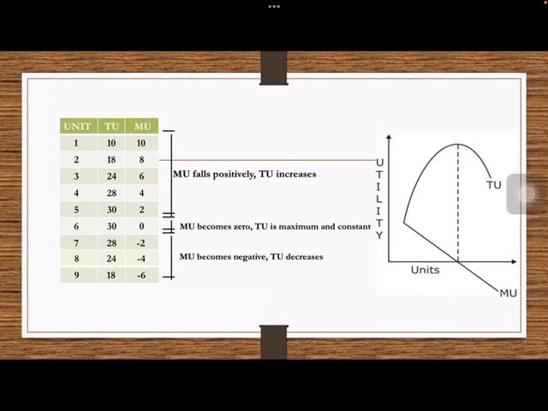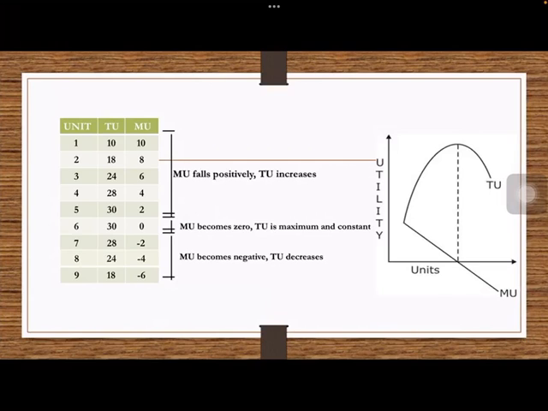Let us see the table. Mathematically we can explain the law. The consumer is consuming a commodity, units 1 to 9, and TU is given here: 10, 18, 24, 28, 30, 30, 28, 24, 18. Now let us find MU. At Q = 1, TU is equal to MU. Both are equal at Q = 1. So what is the change in TU? 10 to 18. What is the difference? 8. Marginal utility is 8.